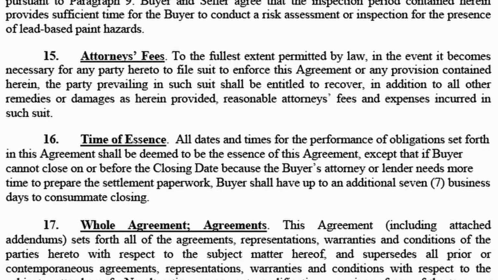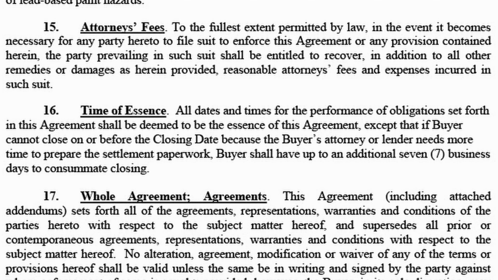Time is of the essence. So at common law, it was understood that real estate transactions get delayed. It's just the nature of the real estate business. So in order to avoid that and make all of the dates firm dates, you have to have a time is of the essence provision, which is what section 16 is.